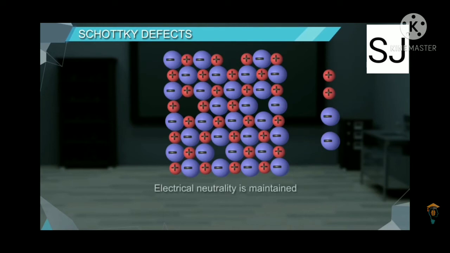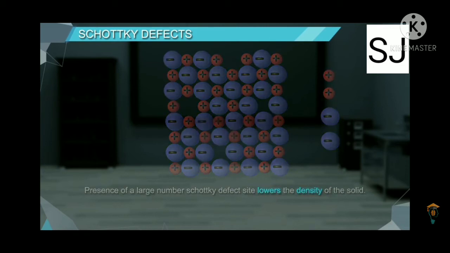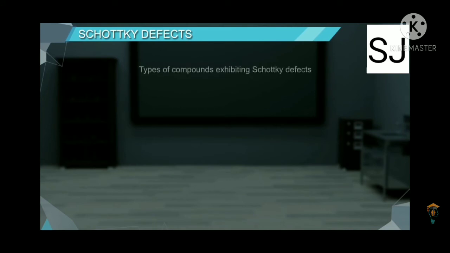As you can see here, in this type of defect, electrical neutrality is maintained because equal numbers of positive and negative ions are missing, and so the mass decreases while the volume remains the same. The presence of a large number of Schottky defect sites lowers the density of the solid. Obviously, the more defects there are, the more it will decrease the density.